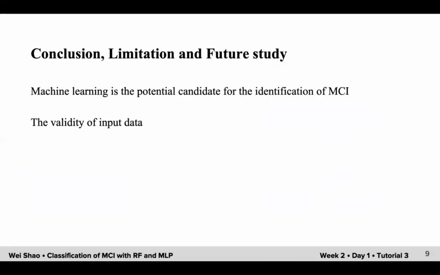In my conclusion, I would argue that machine learning, especially Random Forest, would be a potential candidate for the identification of MCI. However, there are some limitations in my study. The first and most important is the validity of the input data. Some people argue that the segmentation made by FreeSurfer is not accurate in some scenarios. Others also argue that human segmentation could do a better job in terms of segmentation quality.